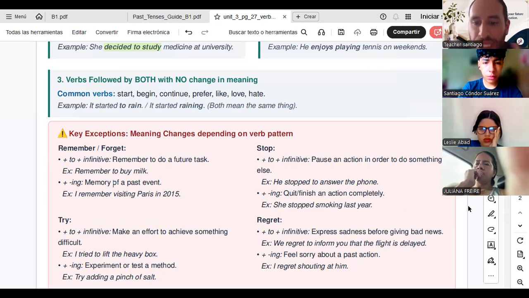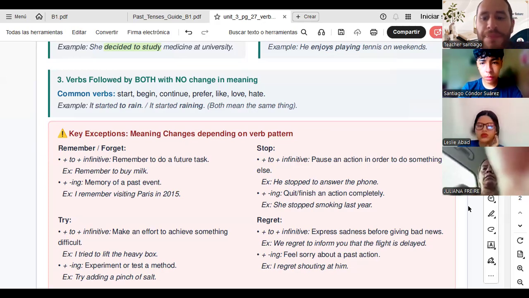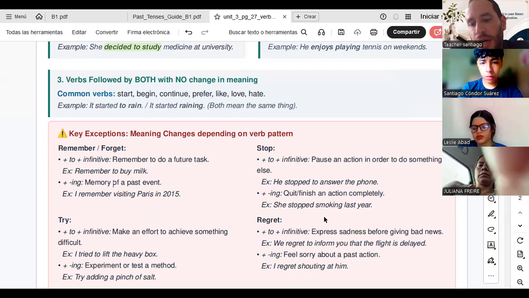And with ing, quit or finish an action completely. You stop doing something. For example, you smoke and you stop smoking. You never smoke again. ¿Sí? No lo vuelven a hacer nunca. Dejan de hacer algo. Plus ing. So, for example, she stopped smoking last year. Ella dejó de fumar el año pasado.